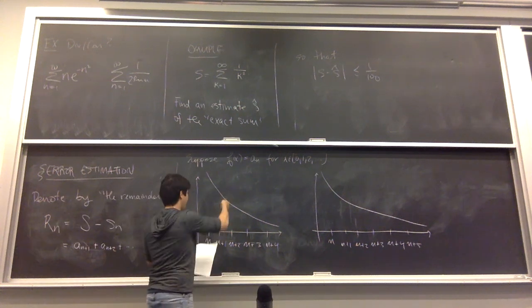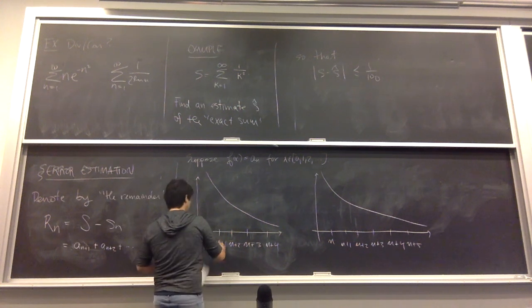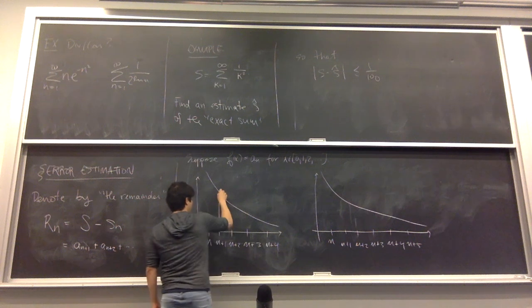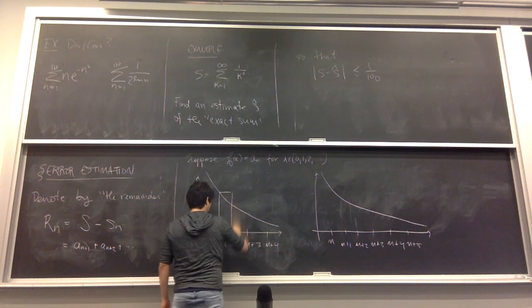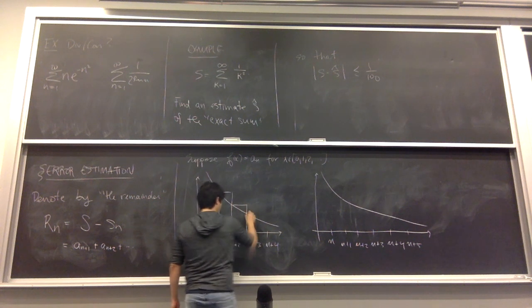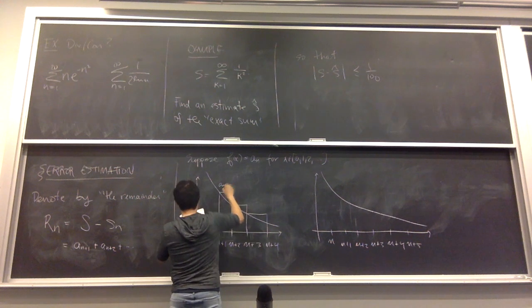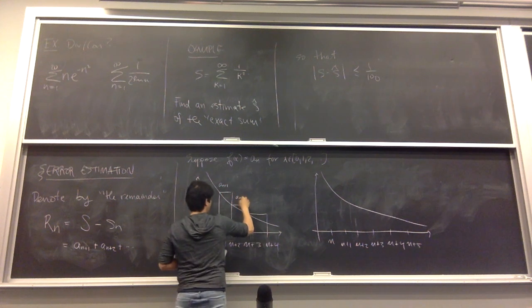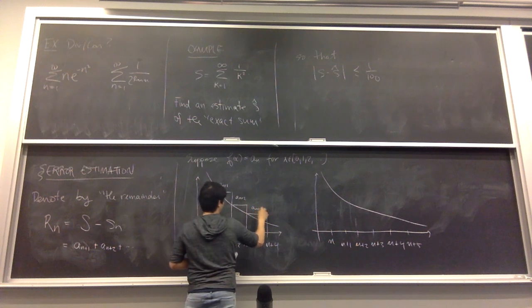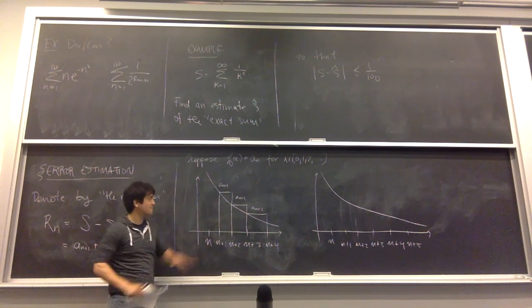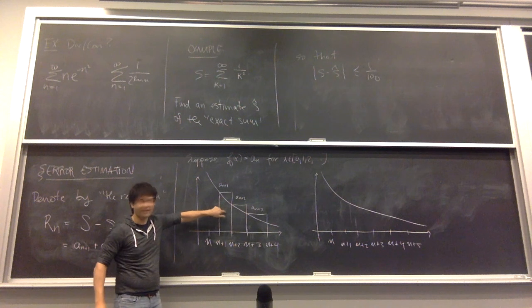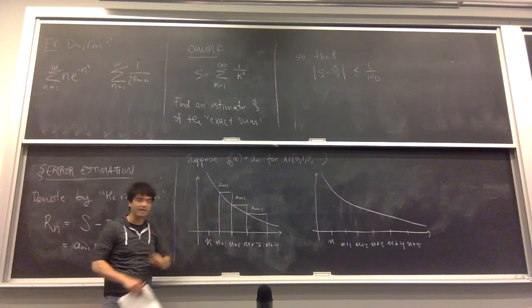So one of the types of estimates we can take would do this. It would go through here, like this. Where this is the a(n plus 1) term, this is the a(n plus 2) term, a(n plus 3). And when I write this, I mean the area of this bar is equivalent to that summand.